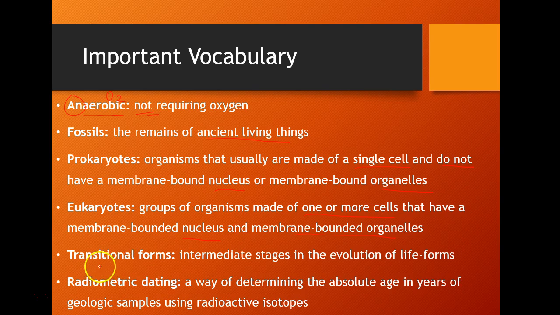We also talked about transitional forms, like in the whales and the dolphins, and those are the intermediate stages in the evolution of life forms. And the last one was radiometric dating, the way that we determined the absolute, not relative, age in years of geologic samples using radioactive isotopes, where we looked at the decay of certain atoms to figure out how old something is.